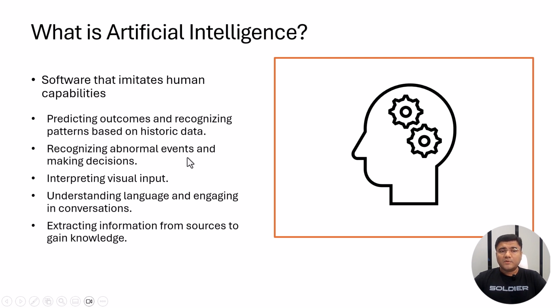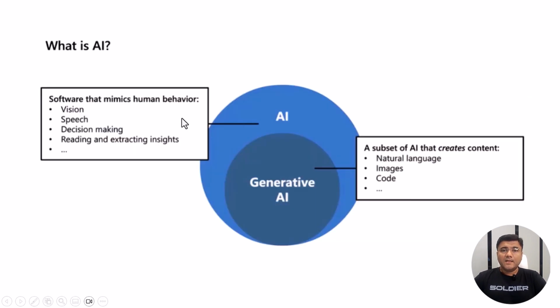These are some of the capabilities which AI can help you with, but basically it is trying to imitate or mimic human capabilities. That is what AI is all about. Now, AI is a big thing, and there are so many capabilities provided by it. In this short workshop, I am not able to cover all of that.